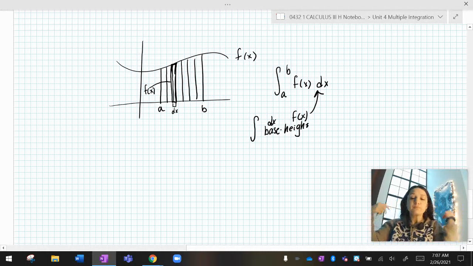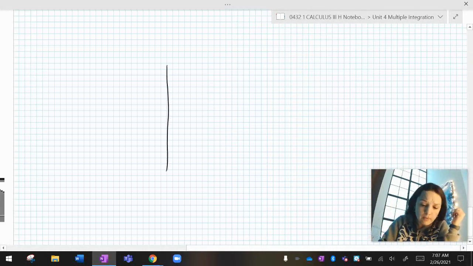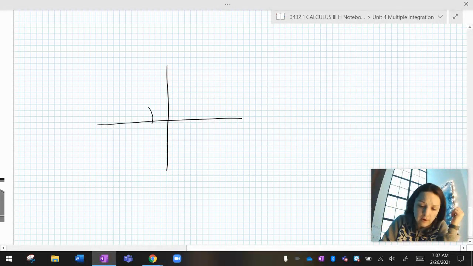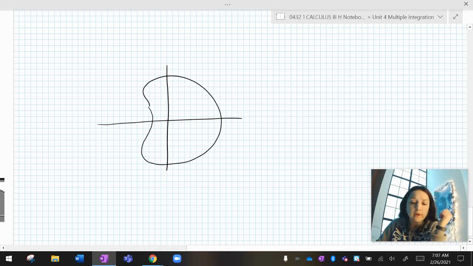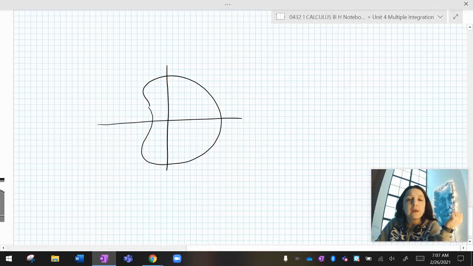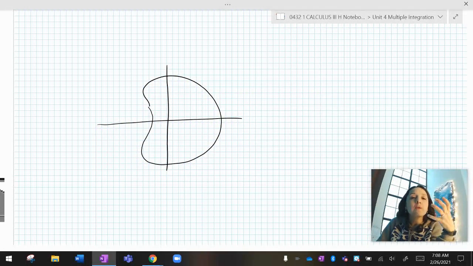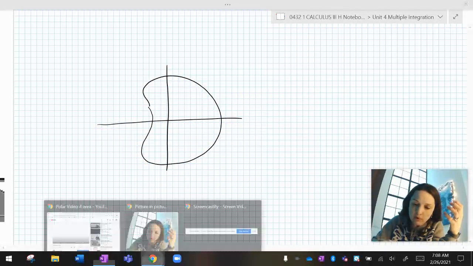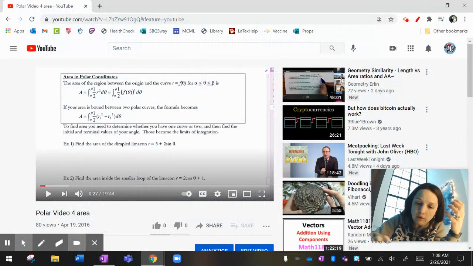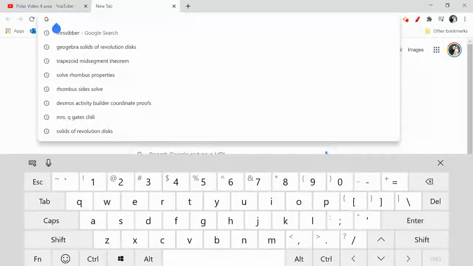No big deal. Well, when I'm in polar, let's say I have, I don't know, a limaçon thing like this, and I want to find the area there. Instead of splitting it up into rectangles, we want to think about that polar grid, that polar graph paper that you've seen before. And instead of me just saying that out loud, let me actually bring one up.